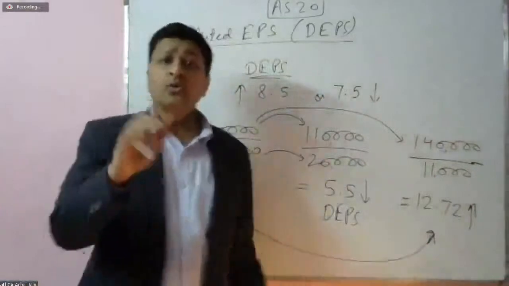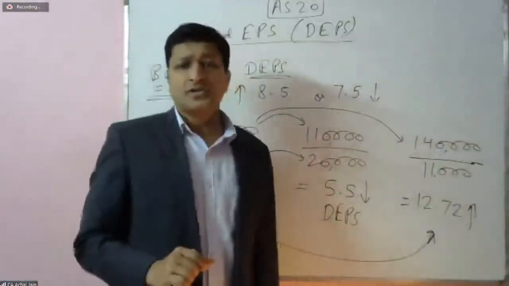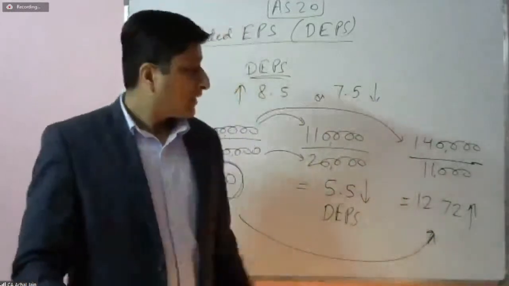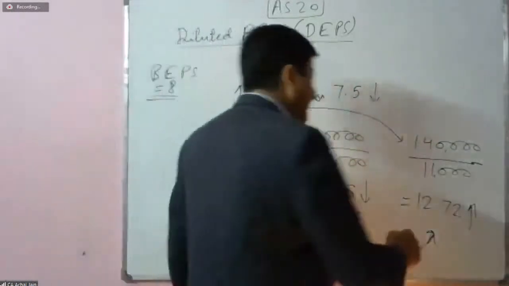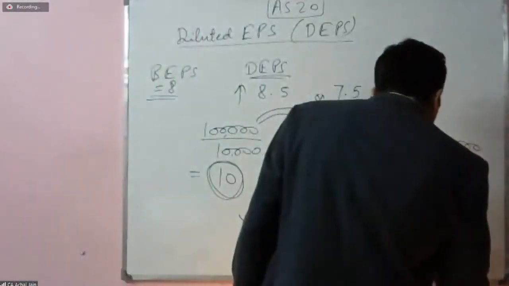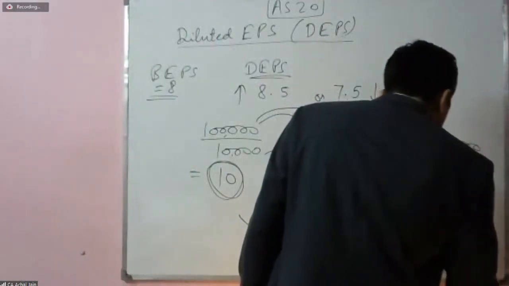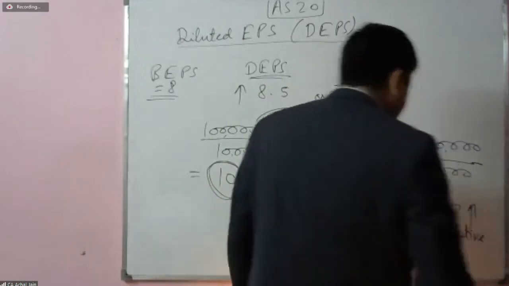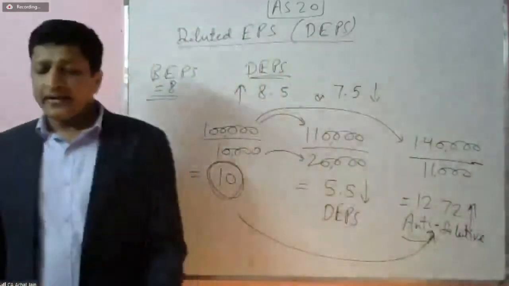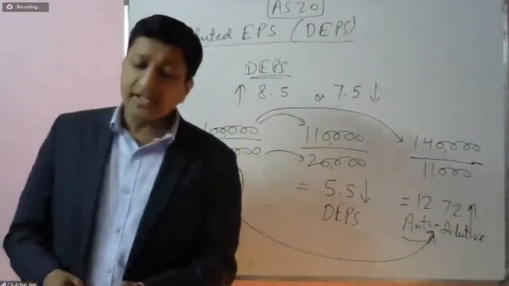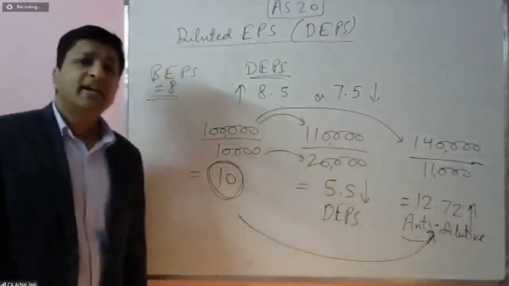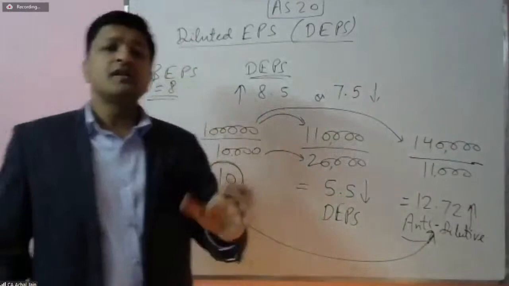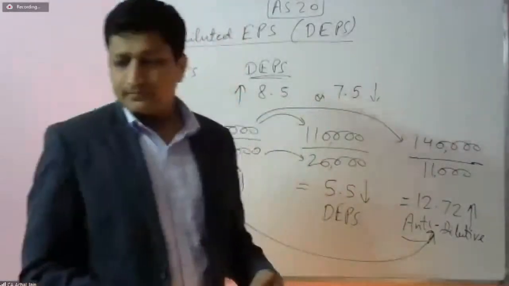This is not called as diluted earning per share. This is called as anti-dilutive. And whenever the EPS is anti-dilutive, that is not considered for computing the diluted EPS.